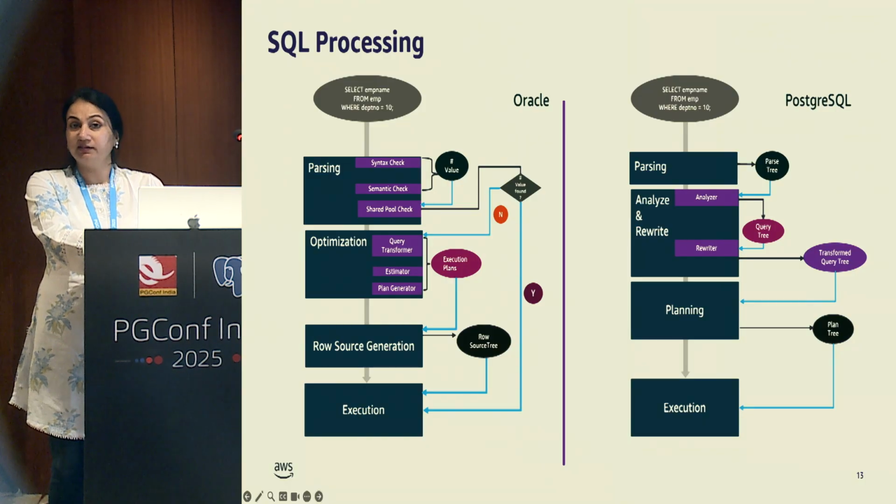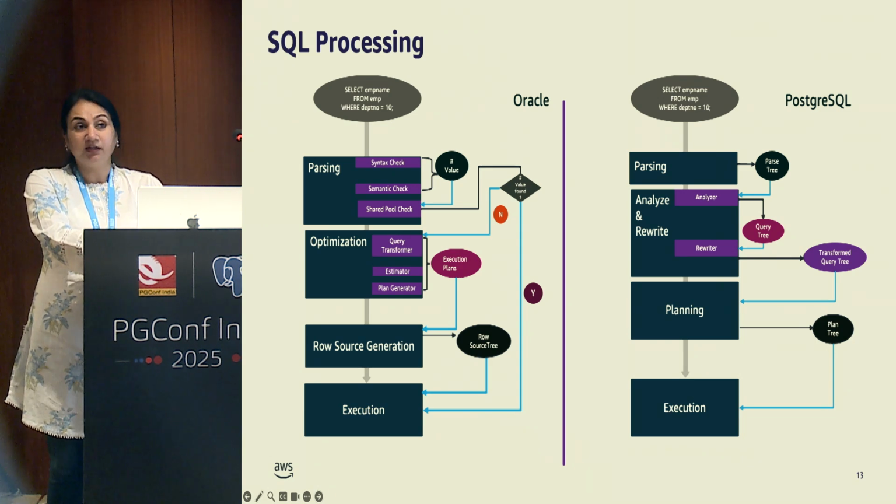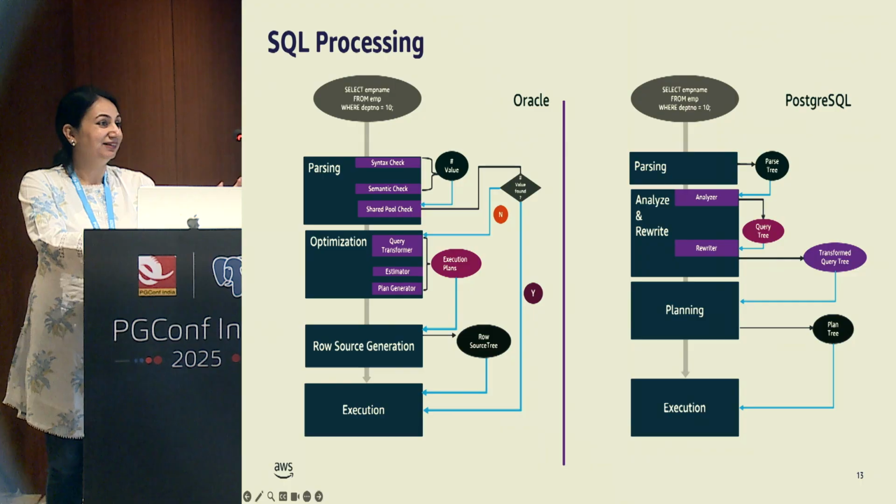That hash value is then checked to see if it is already present in the shared pool of the memory. Why do we check that? In case you had run the same query earlier in the same format.